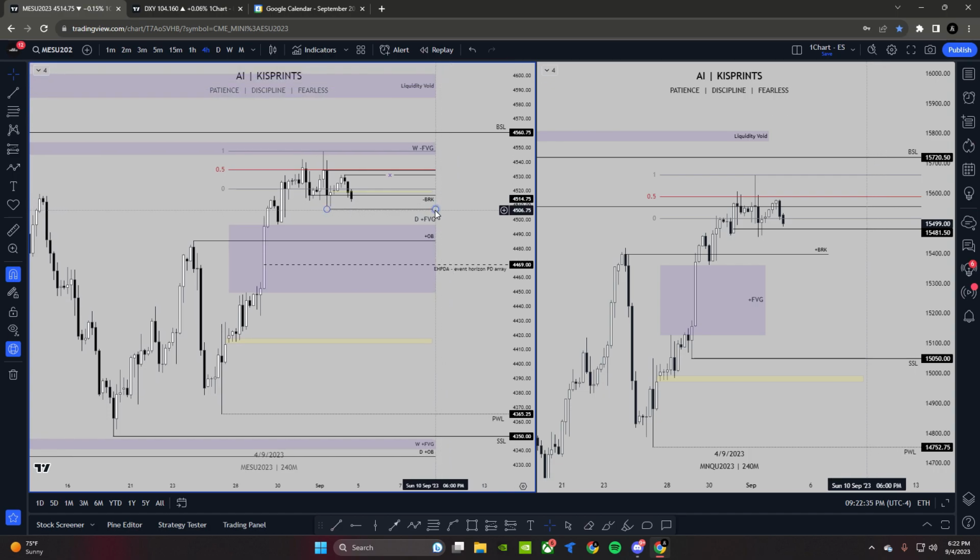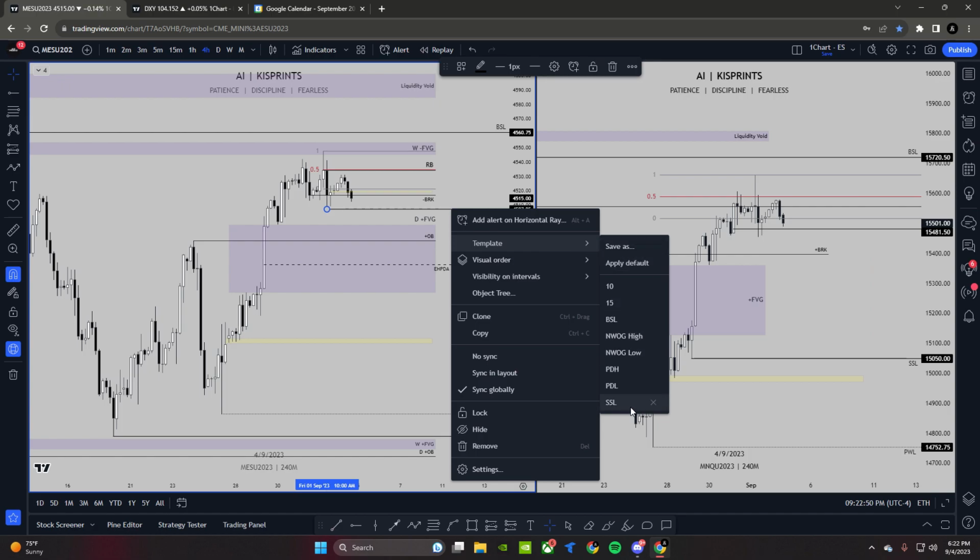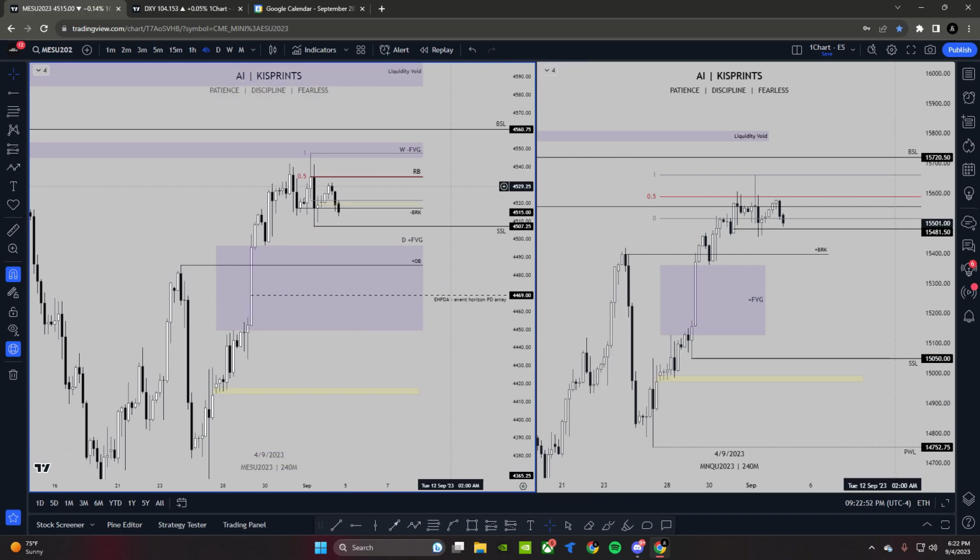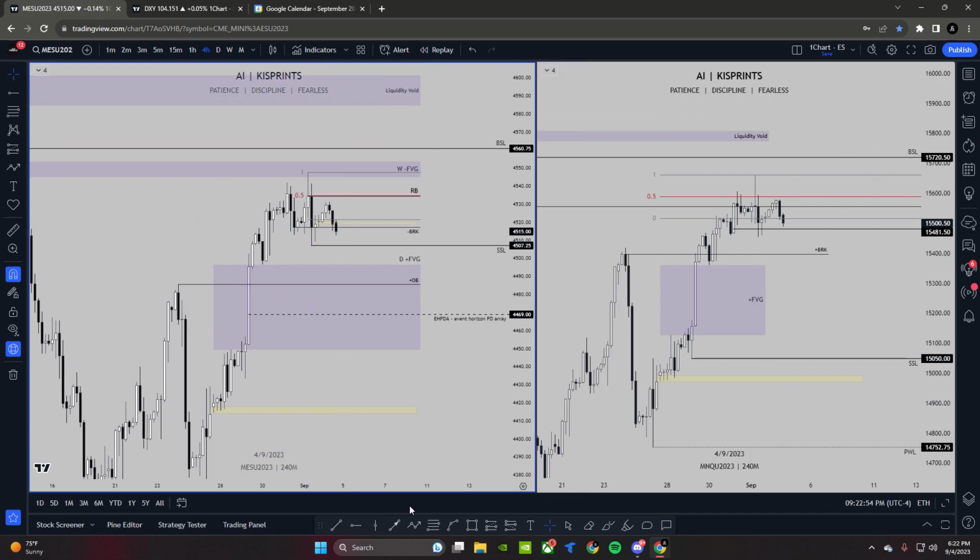Okay, so there's a lot of lines here. Let's just break this down. Give me a second, guys. I want to make this look cleaner if you guys are noting this at the moment. All right, so retracement, manipulation, liquidity sweep, tapping into the rejection block, targeting the sell side liquidity right there.